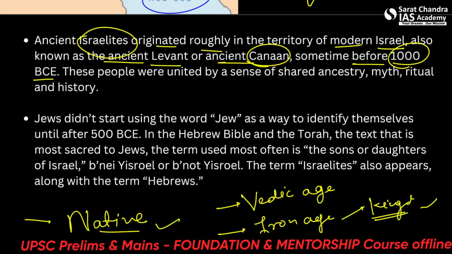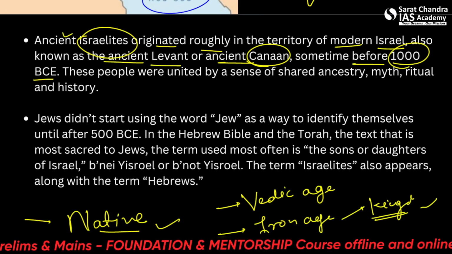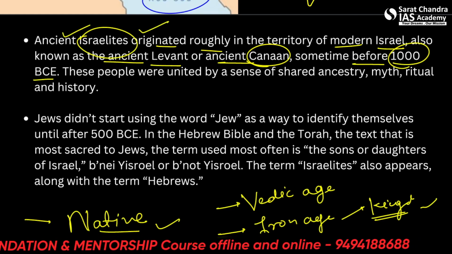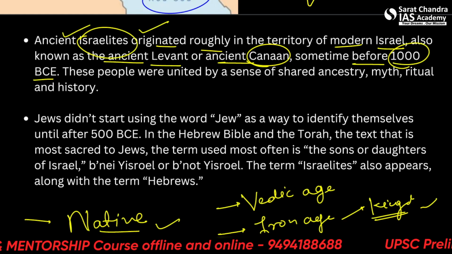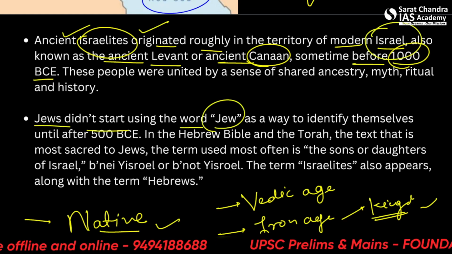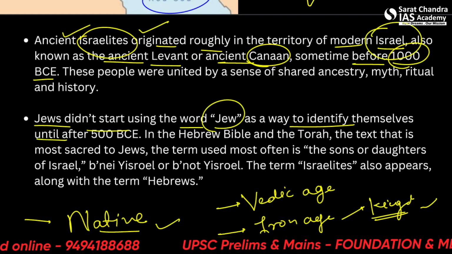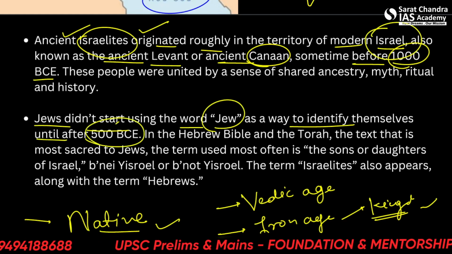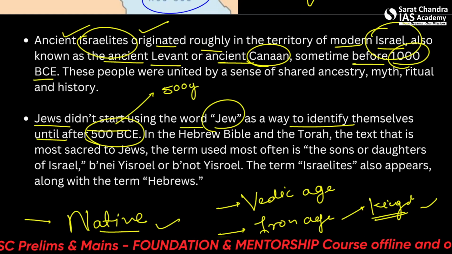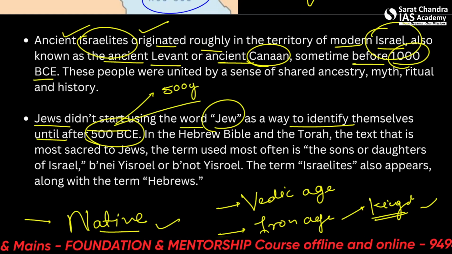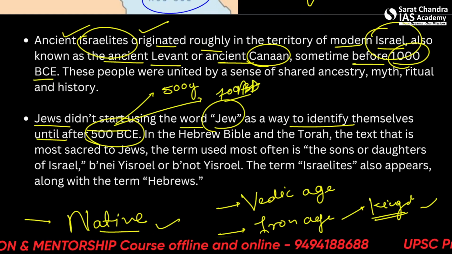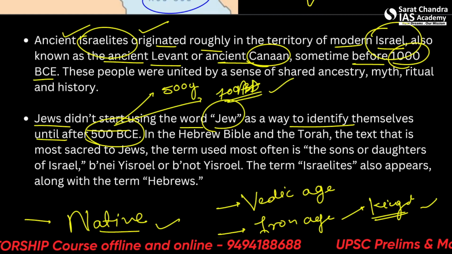At the same time, the kingdoms of Israel and Judah were established in the modern territory of Israel. Jews did not start using the word Jew as a way to identify themselves until after 500 BCE. Please remember, we are still talking 500 years before Christianity came into being, and Muslims came into being in 700 AD. So they were way later.